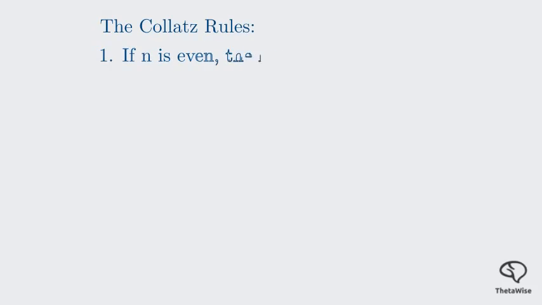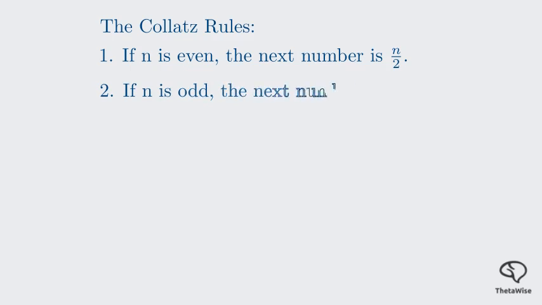So what exactly is the Collatz process? It's a sequence of operations that you perform on a number. Think of it like a game with a very simple set of rules. Here are the two rules. If the number you're looking at is even, you divide it by 2. If it's odd, you multiply it by 3 and add 1. That's it. You repeat this process with the new number you get.